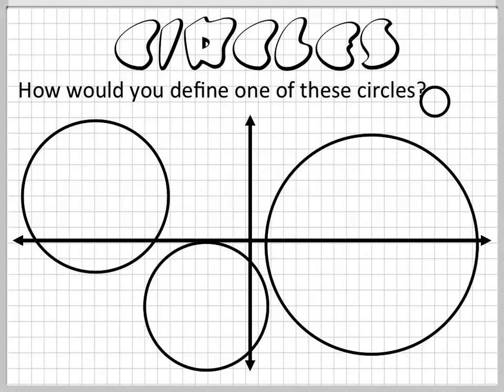What else? They're in different quadrants. Oh, big words right here. Yeah, this one right here is in quadrant 1. This one's mostly in quadrant 2 and then a little bit in quadrant 3. Okay, so they're different locations. What else?